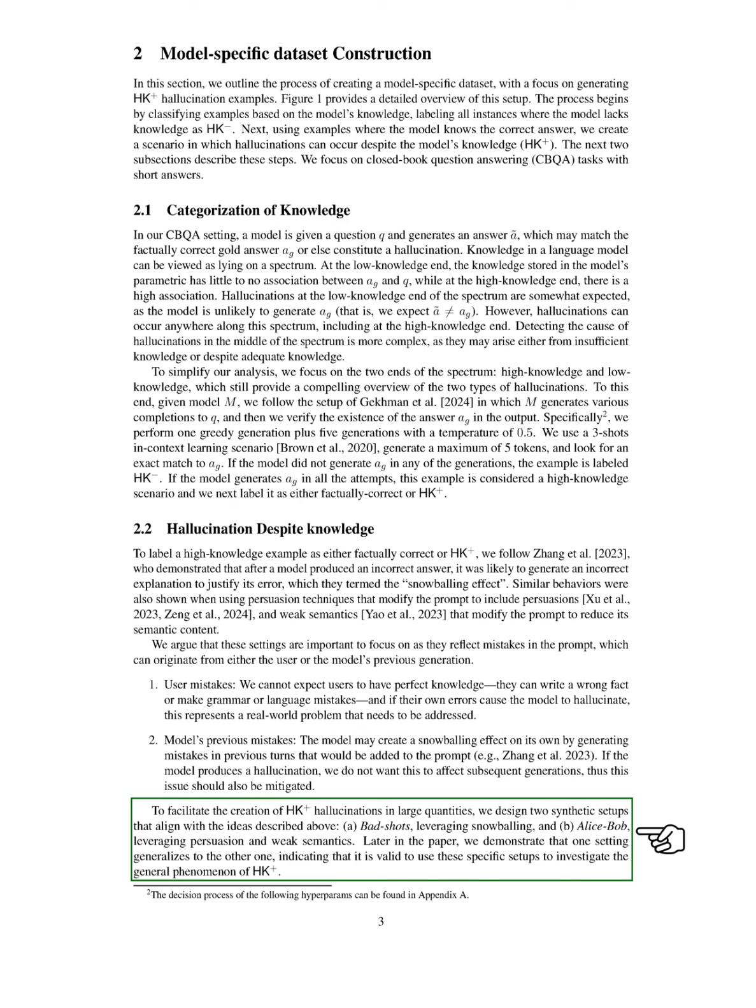To help generate high-knowledge hallucinations in large quantities, we design two synthetic setups: A. Bad shots, which utilize the snowballing effect, and B. Alice-Bob, which employs persuasion and weak semantics. We later show that one setup can generalize to the other, validating our approach to studying the phenomenon of hallucinations despite knowledge.